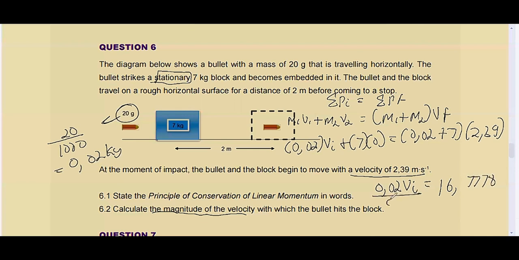16.7778. Then we can divide both sides by 0.02. Then Vi, we divide that by 0.02. We end up with 838.89 meters per second. Right. And then to which direction? It's going to the right. So that's how you were supposed to calculate your 6.2 there. Let's move.